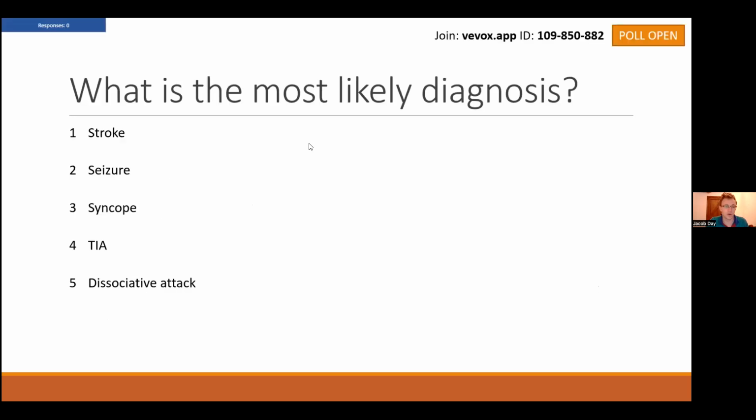So with that, if you just quickly tap in what you think the most likely diagnosis is, it doesn't matter if you're right or wrong, just go for your gut feeling. I'm sure you probably will be right. Just see what kind of a spread we get. I'll leave that up there for about 10 seconds more. Okay, let's see what we got.